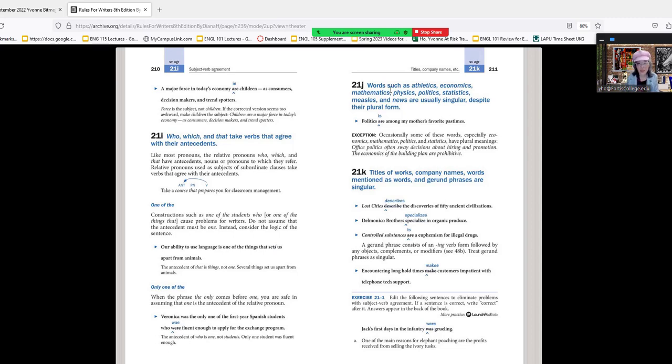Words such as athletics, economics, mathematics, physics, politics, statistics, measles, and news are usually singular despite their plural form. Politics is among my mother's favorite pastimes. Occasionally, some of these words, especially economics, mathematics, politics, and statistics, have plural meanings. Office politics often sway decisions about hiring and promotion. The economics of the building plan are prohibitive.